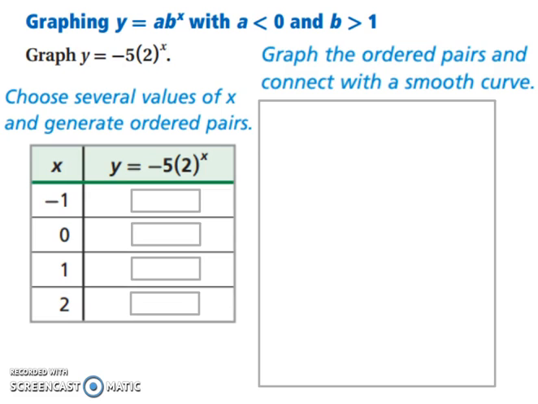So let's do the same thing here. Only this time we have a negative a value. We have -5 times 2 to the x. So we're going to substitute each of these values in and get our table of values. So take a moment and pause the video. When you return to the video, the answer for the table will be revealed.